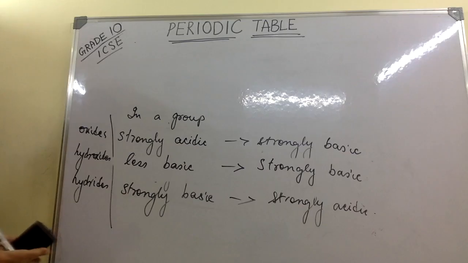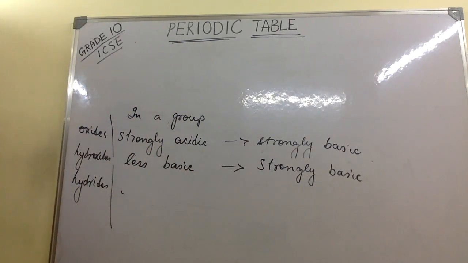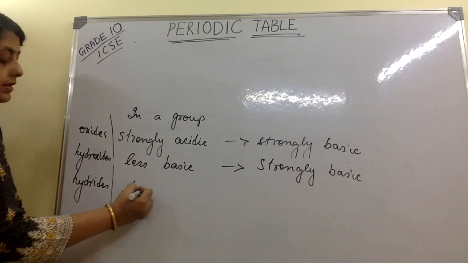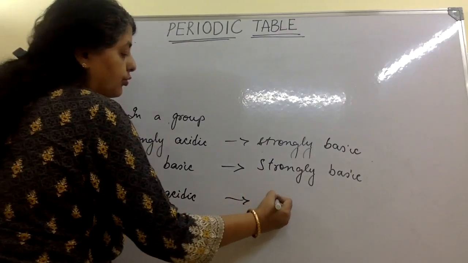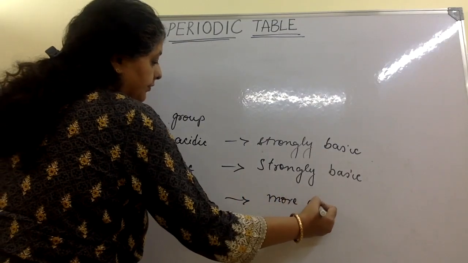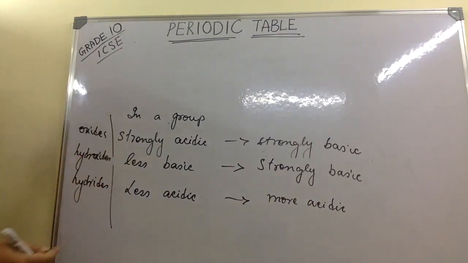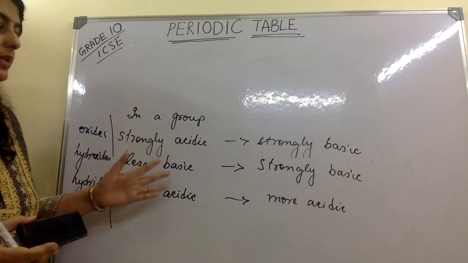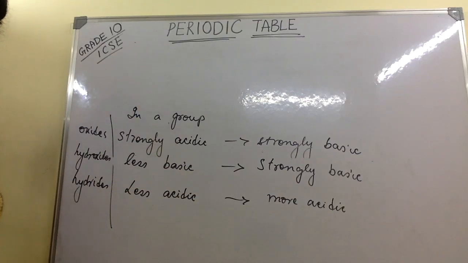And hydrides go from less acidic to more acidic. Now, the reason behind this I can't explain in this chapter, I'll explain it in acids and bases. So, less acidic to more acidic for hydrides.